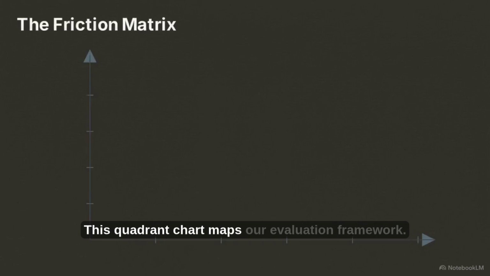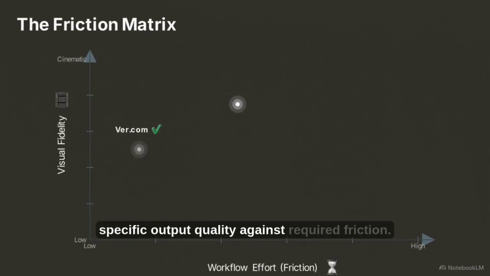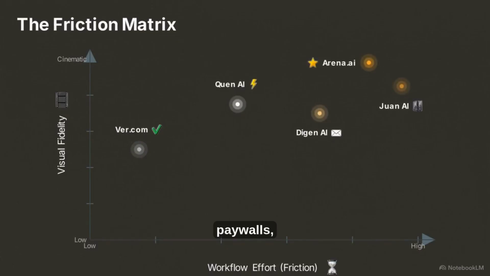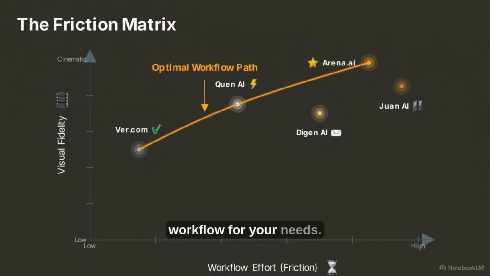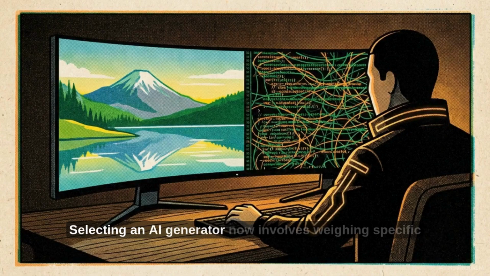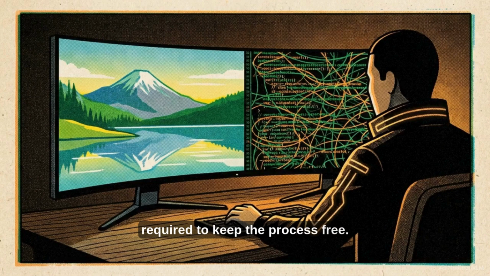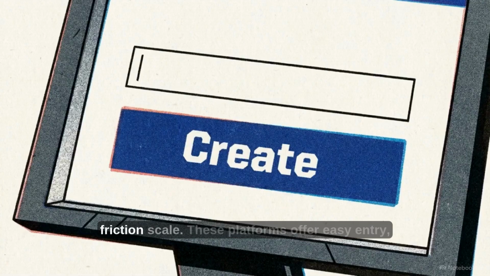This quadrant chart maps our evaluation framework. We measure specific output quality against required friction. We found 5 tools that bypass standard paywalls, plotting them on this matrix to identify the optimal workflow for your needs. Selecting an AI generator now involves weighing specific features against the unique operational headaches required to keep the process free. The first category of tools sits on the lowest end of our friction scale.